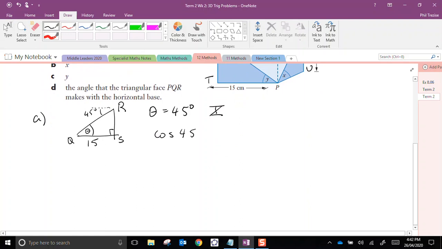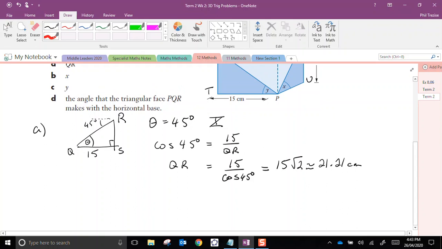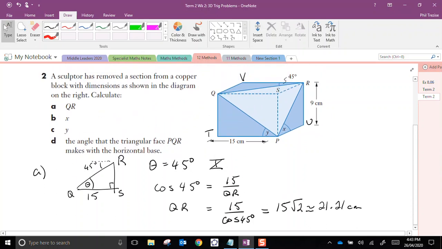Cosine of 45 degrees should equal 15 over QR. QR is then 15 over the cosine of 45 degrees. Now we should all remember that cosine 45 is 1 over root 2, so that would give me 15 root 2. Of course, we can use the calculator and have an approximate answer of 21.21 centimetres for QR.